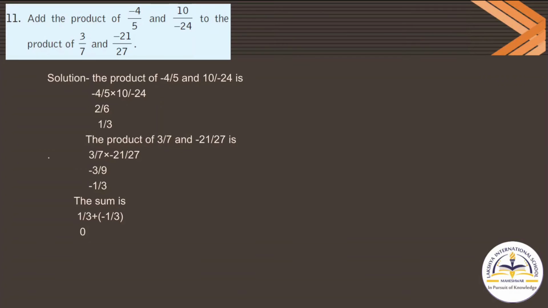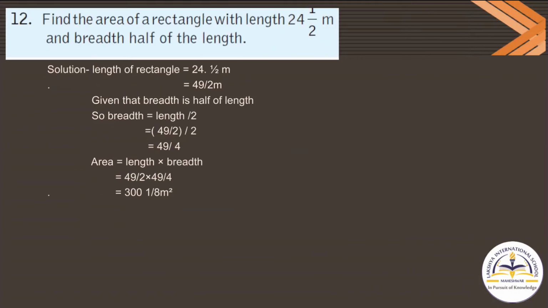The product of 3/7 and -21/27 is, you have to multiply both the numbers, then you will get -1/3 as the answer. Now in the question there is 'add the products', which means we have to add both the answers. So when we add 1/3 plus -1/3, we will get 0. This is our answer. Now you have to solve question number 12.